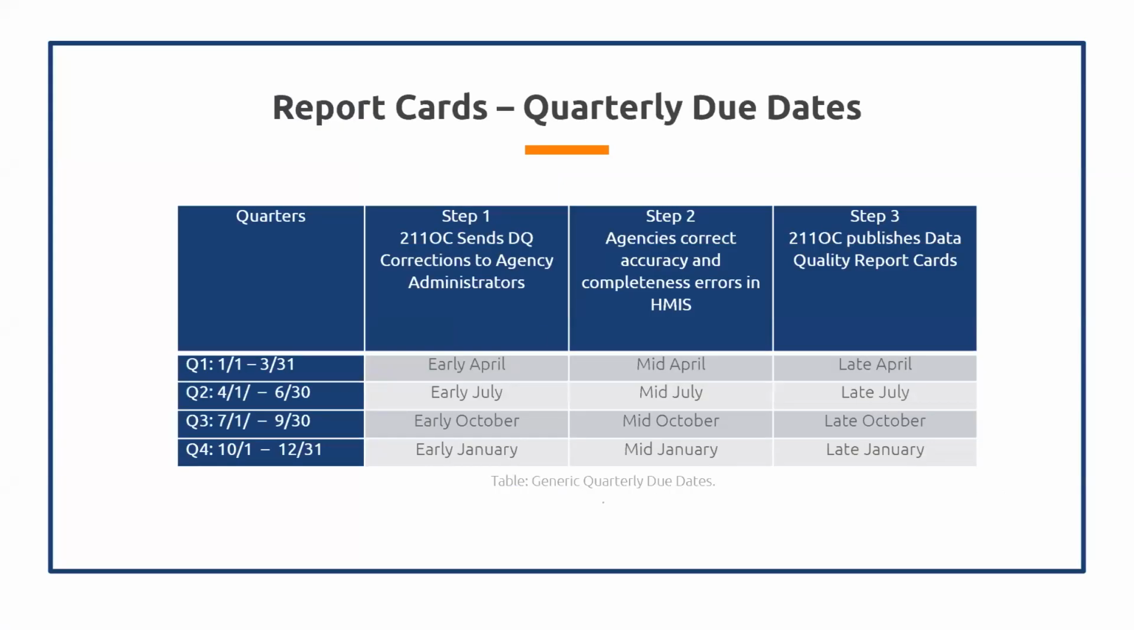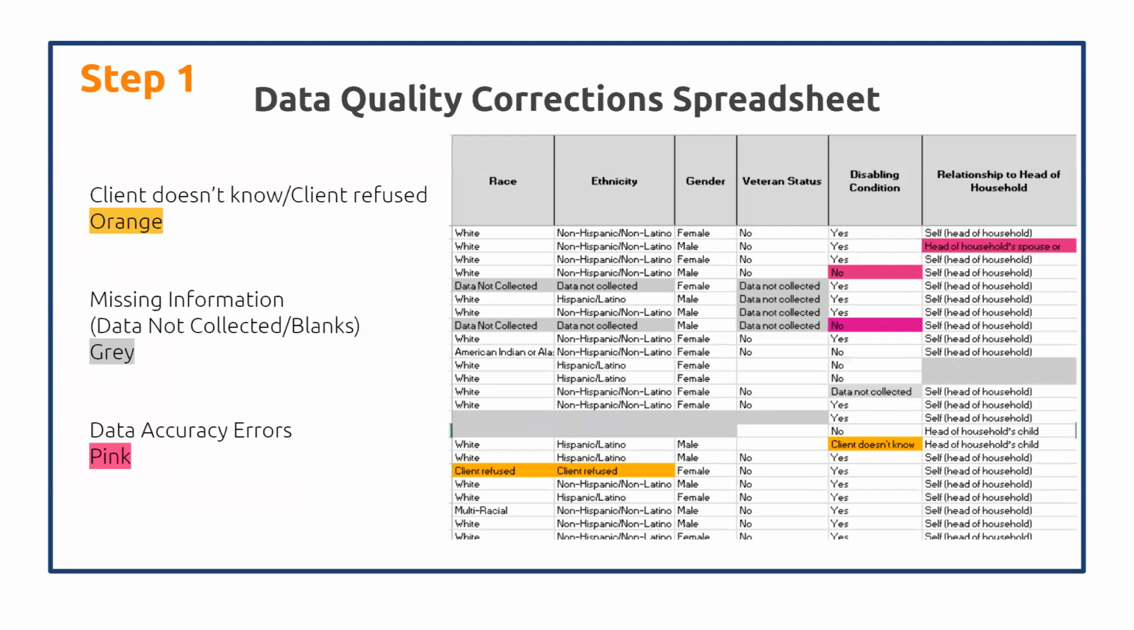This is the schedule and due date so that you can plan accordingly with your team to review and fix data errors found in the data quality report cards. Now let's take a deeper dive into each step.